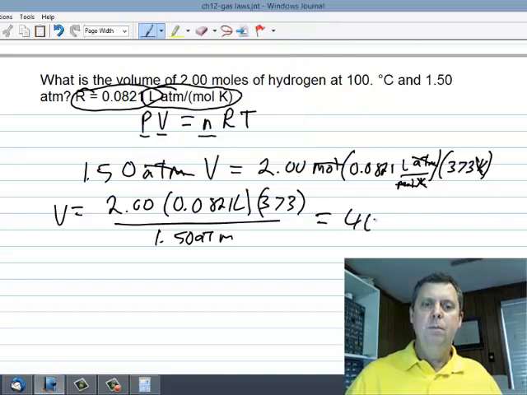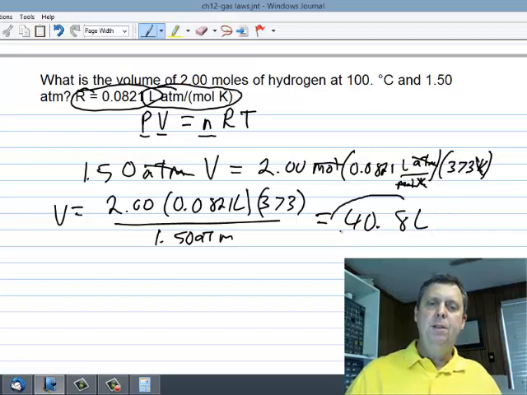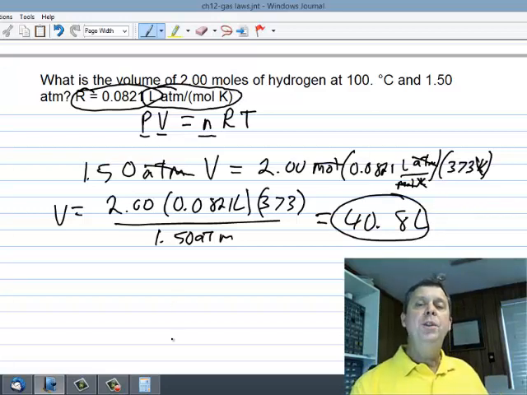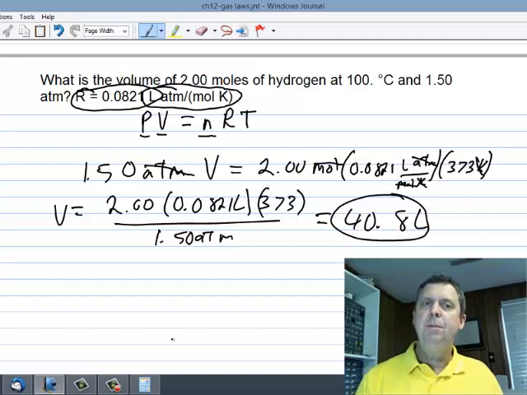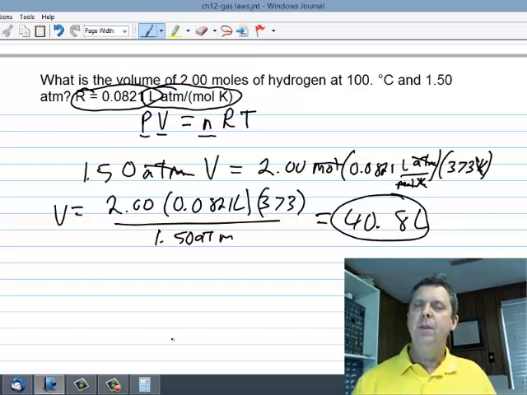So 40.8 liters. That should be in the right ballpark. One thing you do not have to memorize, but it's good to know for gases, fairly common, and comes in handy sometimes, is that at standard temperature and pressure, which is really 273 Kelvin and 1 atmosphere of pressure, 1 mole of any ideal gas occupies 22.4 liters.